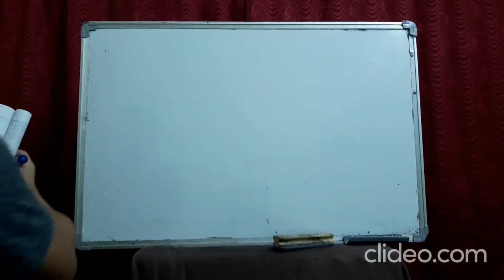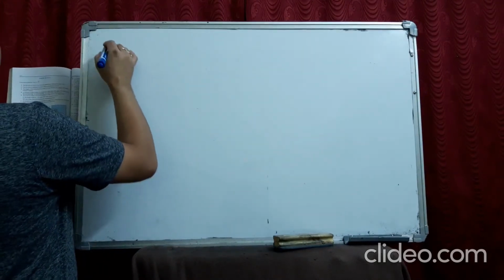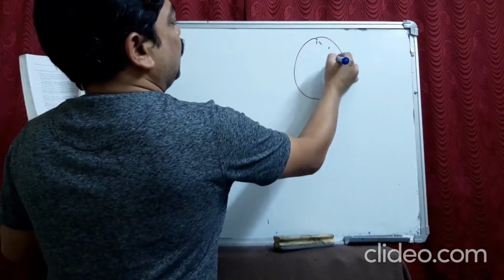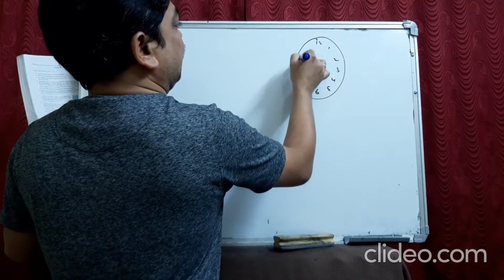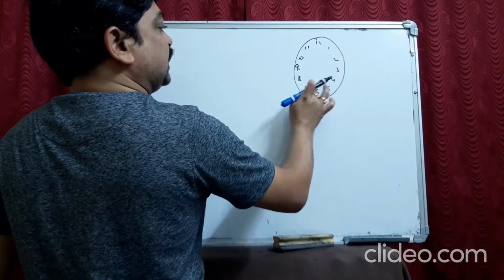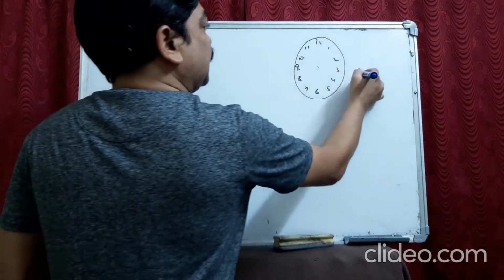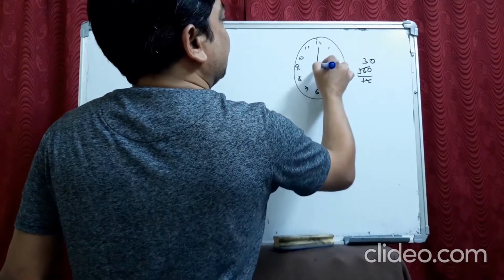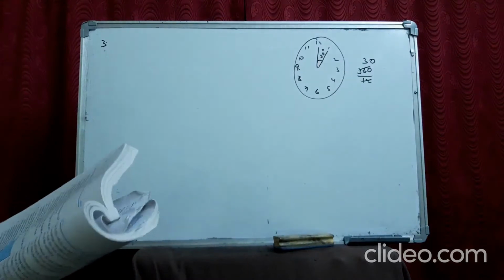See the third question. The length of the minute hand of a clock is 14. See, in a clock you will have 1, 2, 3, 4, 5, 6, 7, 8, 9, 10, 11, 12. So how many are there? 12 divisions. So total 360, if you divide with 12 it becomes 30 degrees each angle. For every 5 minutes you will have 30 degrees.